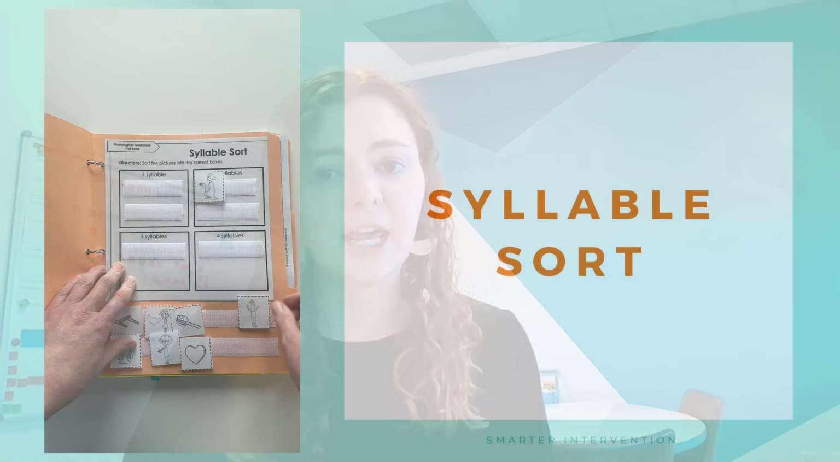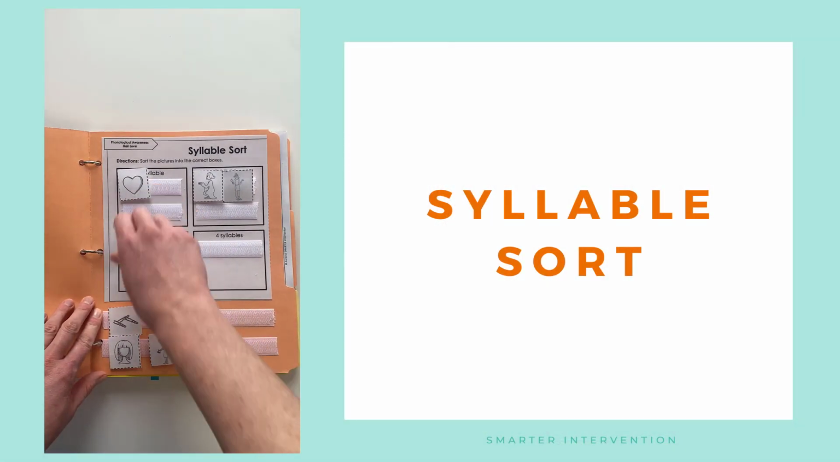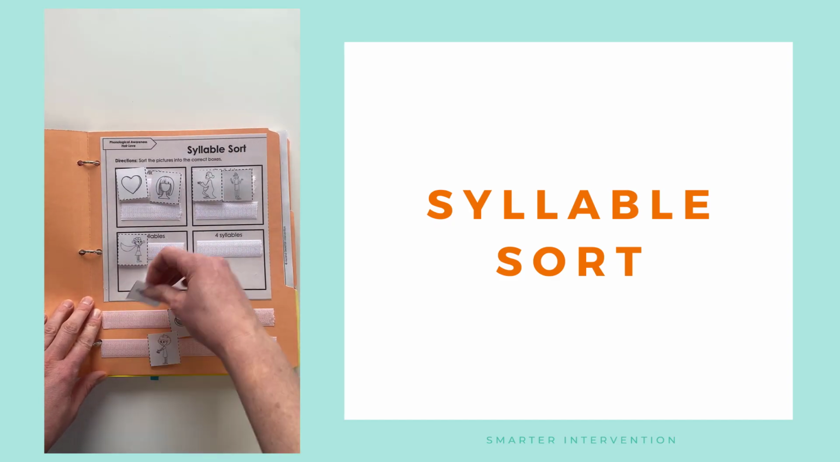Another activity you could use to practice syllable segmenting would be a syllable sort. So you can take pictures or words from the book and have students practice sorting them into 1 syllable, 2 syllable, 3 syllable, 4. Again, this is another activity you could do out loud with students. So you could pick a couple words from the book and have them practice clapping out the syllables or scooping those syllables. But it's a quick and easy way to tie your phonological awareness instruction to the authentic text.